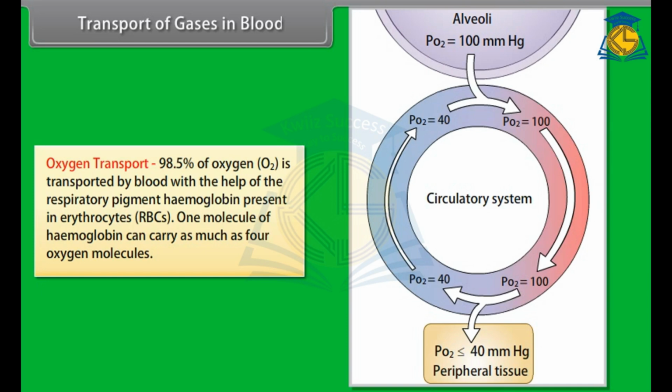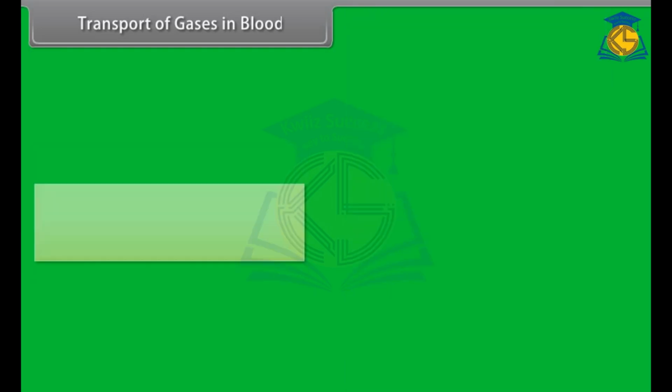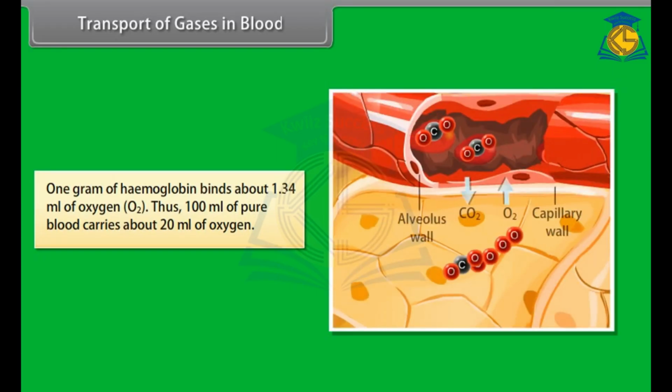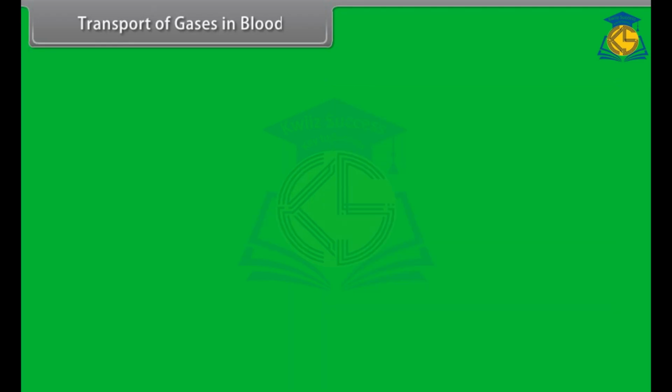1 molecule of hemoglobin can carry as much as 4 oxygen molecules. 1 gram of hemoglobin binds about 1.34 ml of oxygen. Thus, 100 ml of pure blood carries about 20 ml of oxygen.